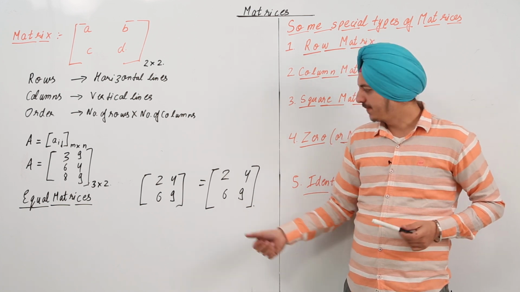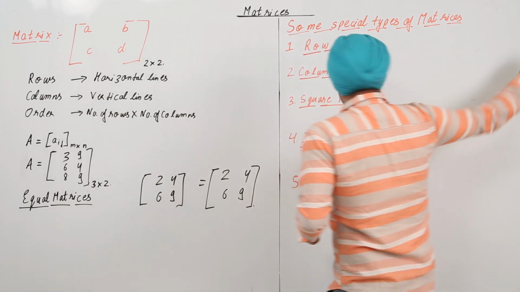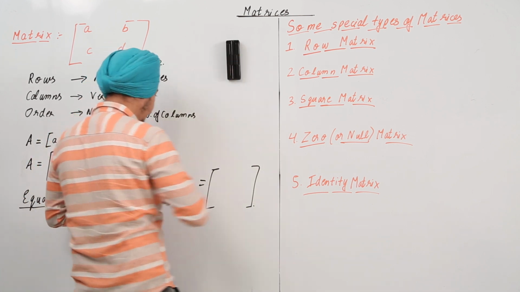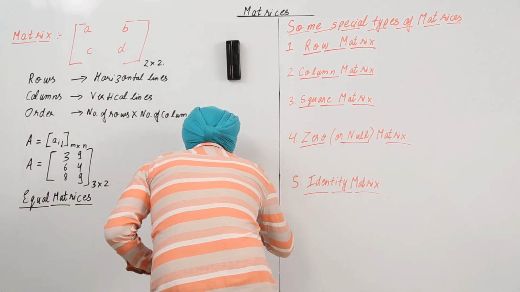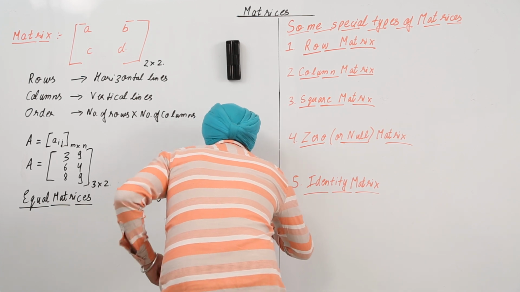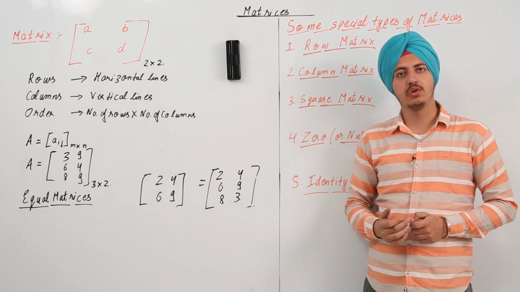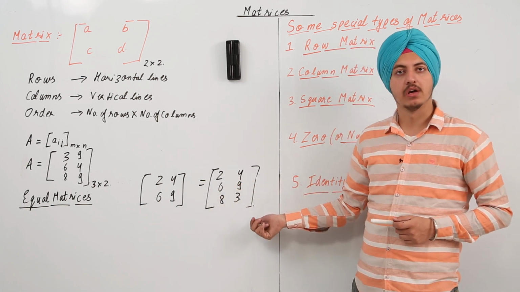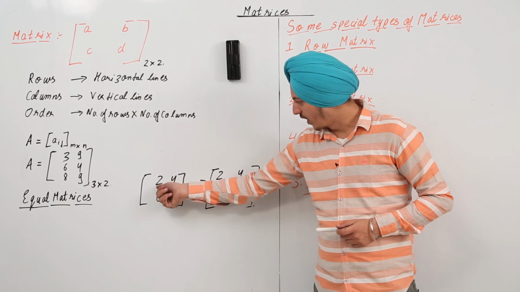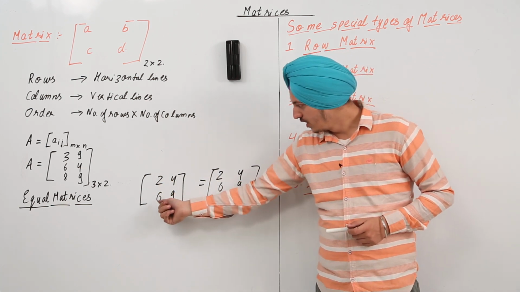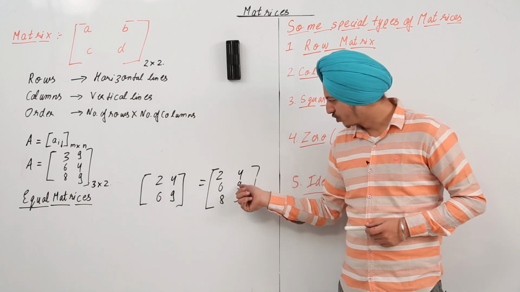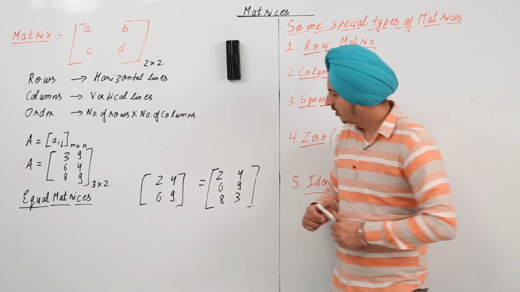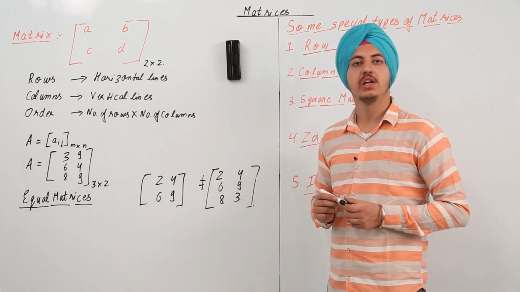Now, if we say that 2, 4, 6, 9 and the other matrix which we have over here, 2, 4, 6, 9, 8, 3, are these both matrices equal? No, they are not. Why? Because order is not same. The corresponding elements like 1,1 is equal to 1,1, 1,2 is equal to 1,2, 2,1 is equal to 2,1, 2,2 is equal to 2,2, but there is no 3,1 in this, and there is a 3,1 in this. So this matrix is not equal to this matrix, right?